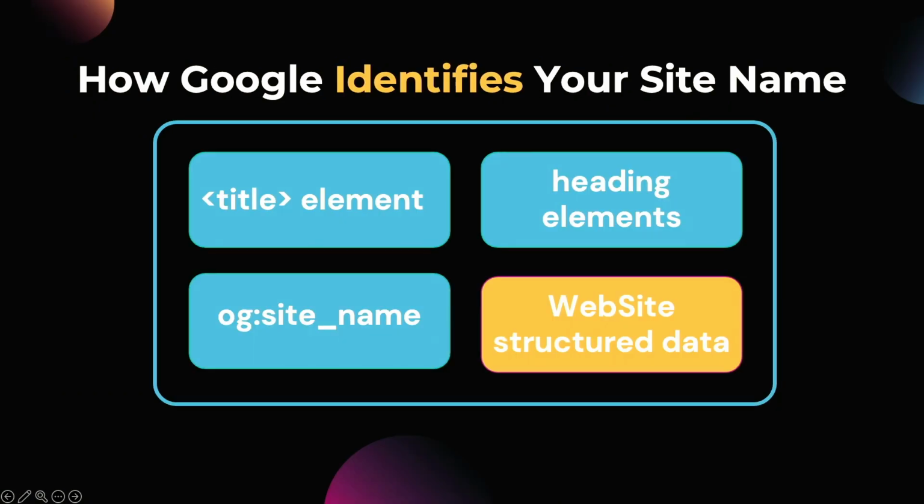So how do we fix this and make sure Google shows your proper brand name? We need to send Google clear signals. Its system looks for 4 main signals on your site to identify your name, which you can see listed on this slide. However, I want you to focus on the last one, as it is by far the most important and effective signal you can provide. This is website structured data.